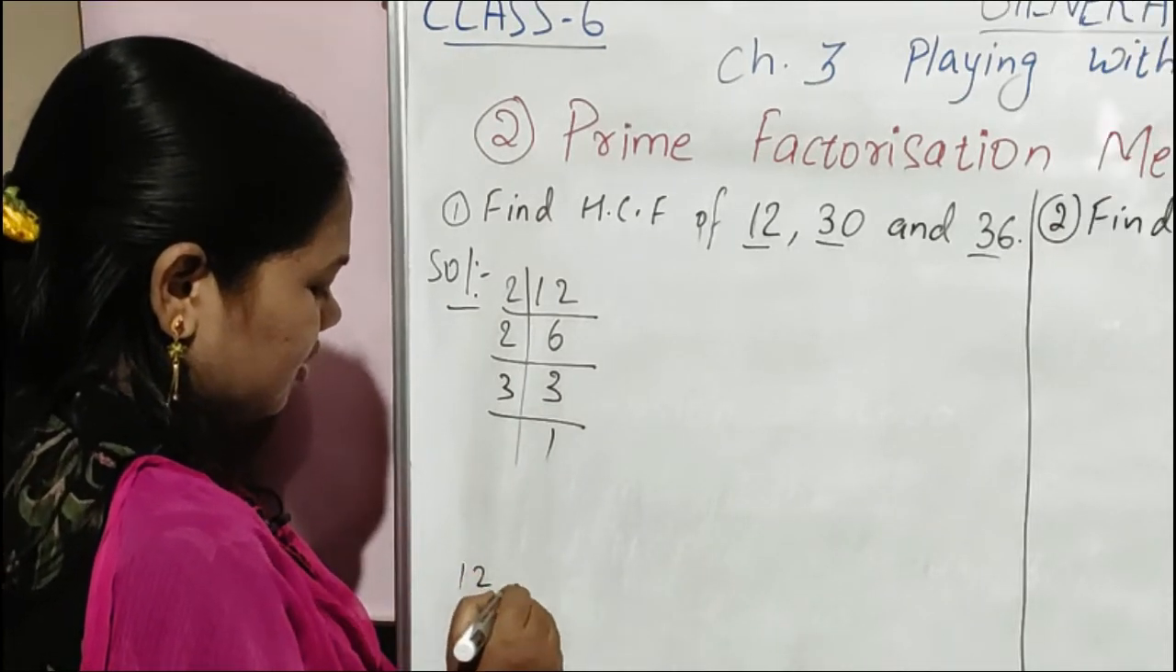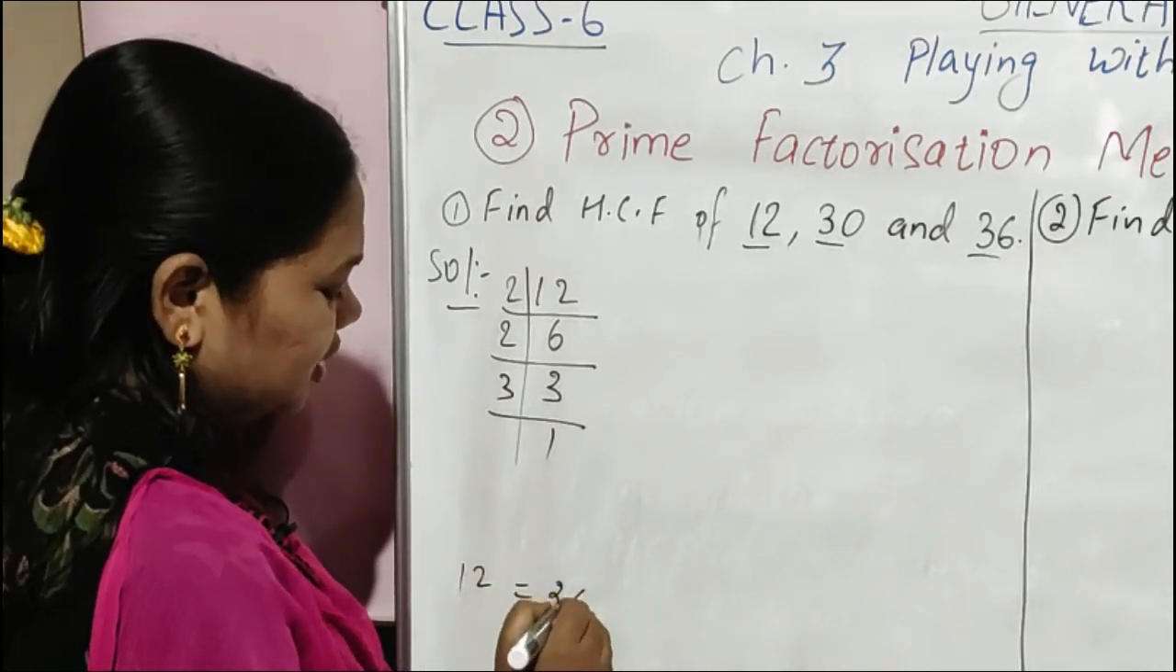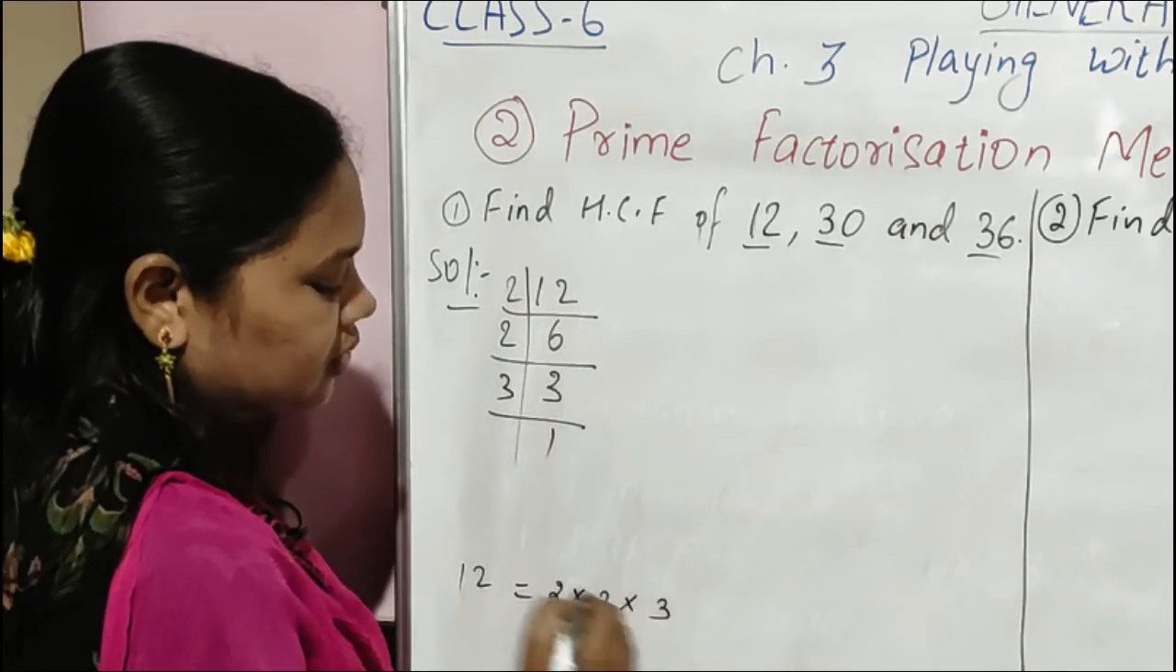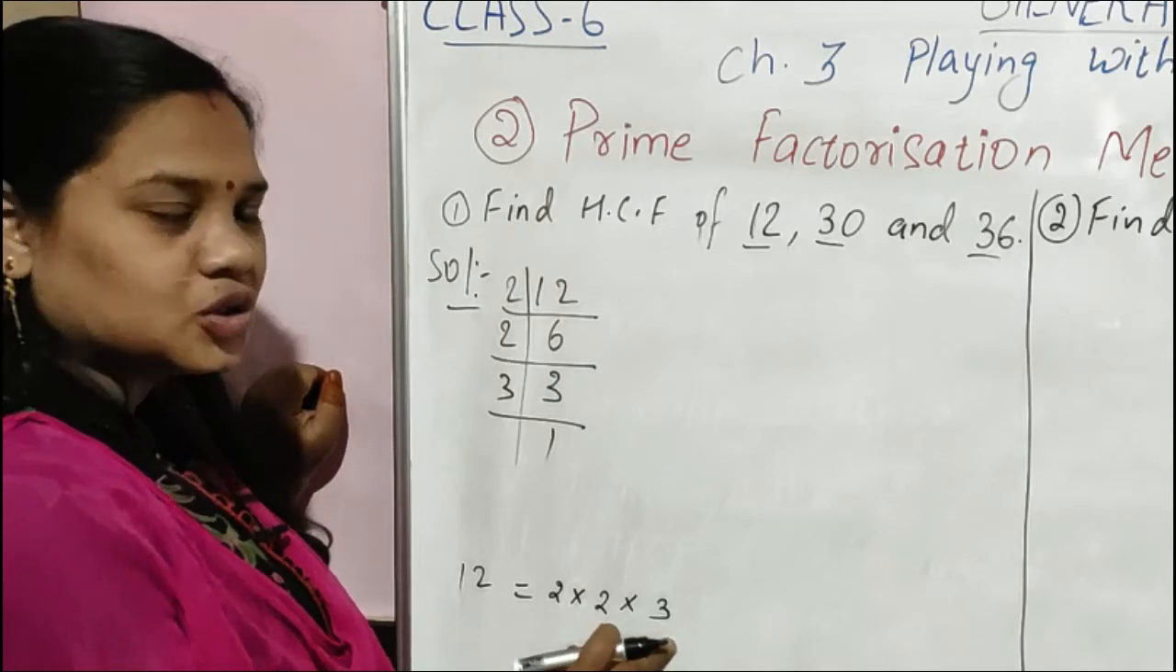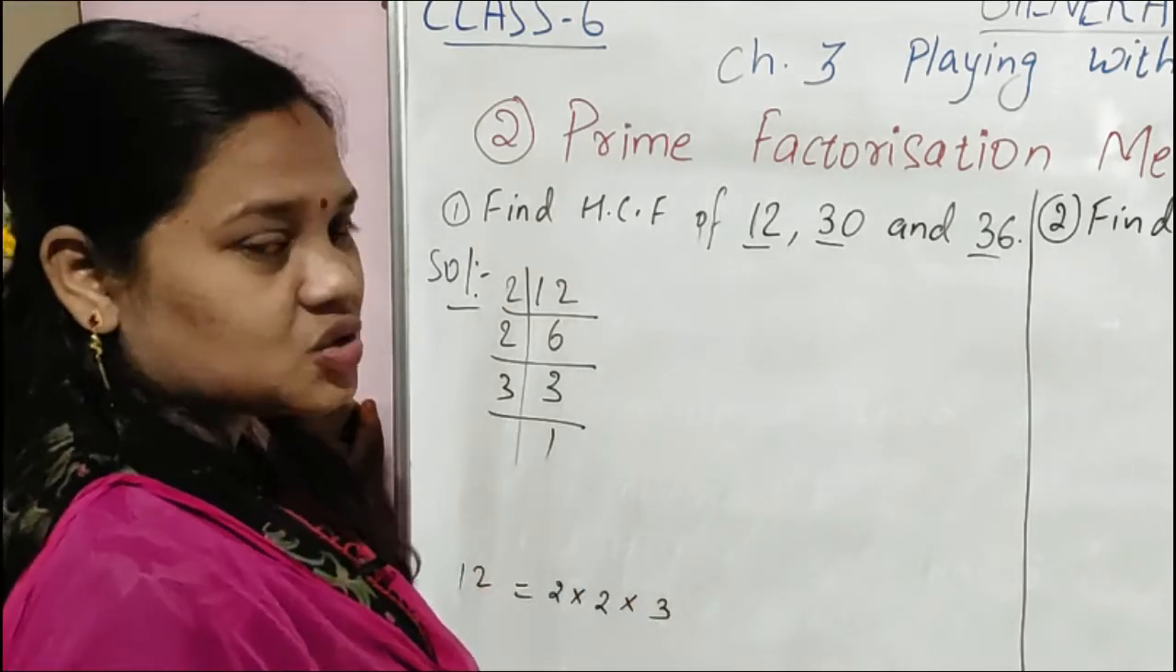So we can write 12 is equal to 2 into 2 into 3. Is it? 2 2s are 4, 4 3s are 12. Like that we can check also.